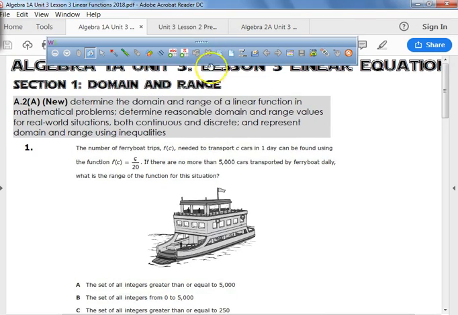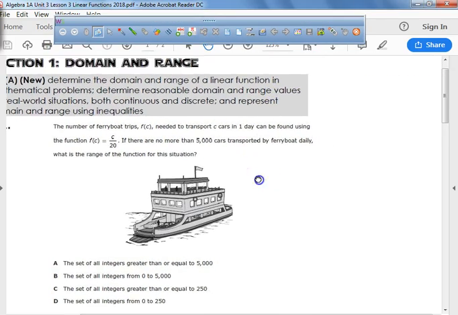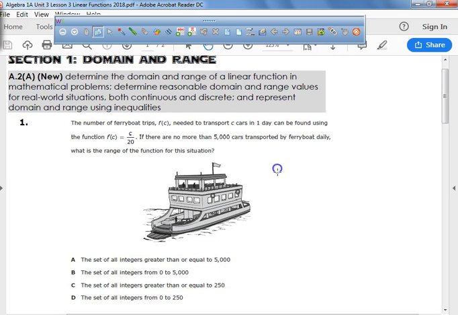All day long today we're going to be talking about linear equations and linear functions. So right now we have a ferry boat. If you've ever been on a ferry boat, you'll know that there's cars that go on the ferry boat.